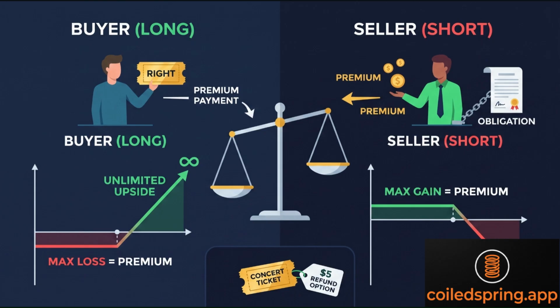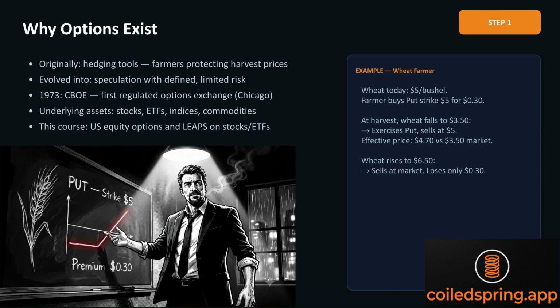Options didn't start as a speculative instrument. They were invented as a tool for protection, and understanding their origin helps you understand their logic. The earliest forms of options were used by farmers. A wheat farmer doesn't know what price he'll get at harvest, months away. The crop could be wiped out by weather. Prices could collapse. So the farmer buys the right to sell his wheat at today's price, locking in a floor regardless of what happens in the market. That's hedging. That's the original purpose of options.